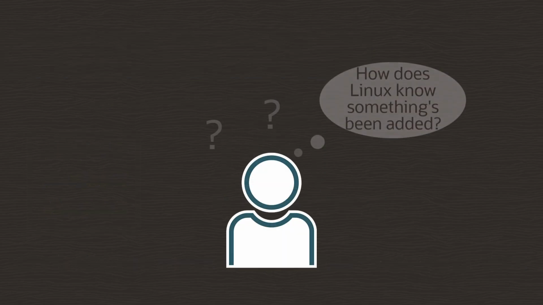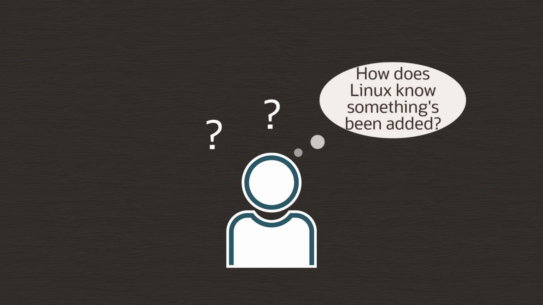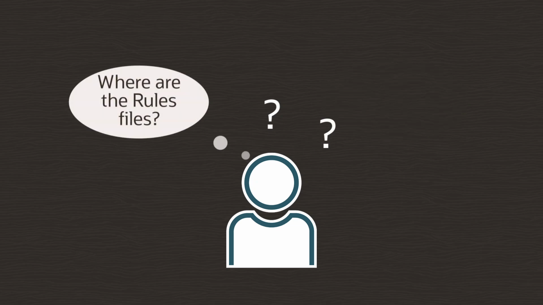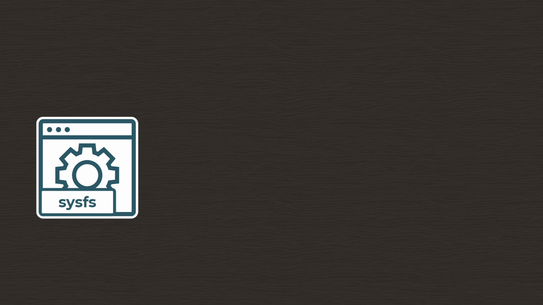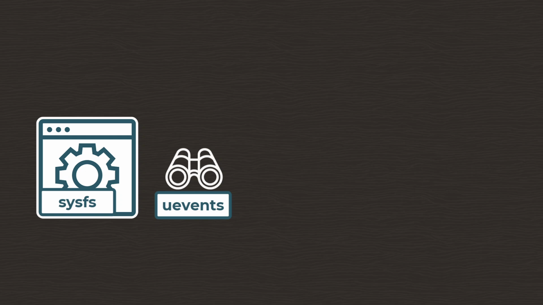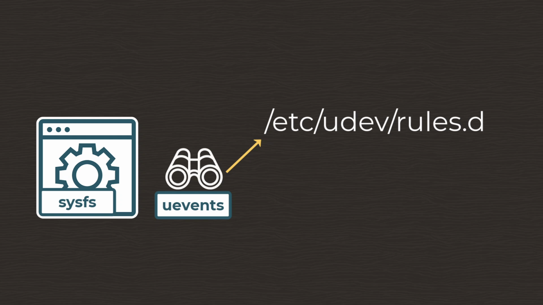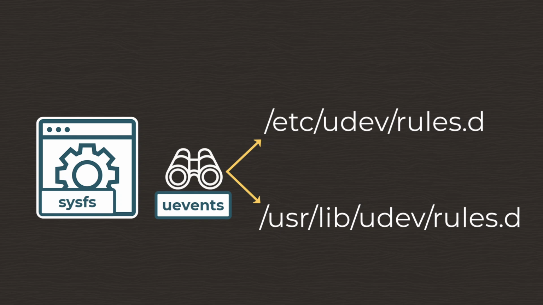So how does the Linux kernel know when a device has been added to the system and where the rules files on the system can be found? Let's look at each of these in turn. The udev daemon listens for kernel notifications from sysfs, which are known as uevents, on any of the hardware devices defined in the /etc/udev/rules.d or the /usr/lib/udev/rules.d directories. I'll explain why there are two locations in just a minute. For now, let's continue to describe how the kernel identifies a change and notifies Udev.